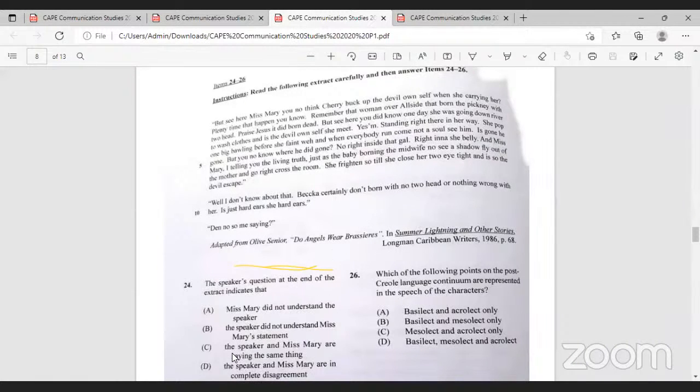No, it's not the one that I would say. So she is talking to Miss Mary. Miss Mary says this. It means that Miss Mary didn't understand the speaker, right? So 24 is A. Yeah, 24 is A. Miss Mary did not understand the speaker because the speaker is saying, then somebody saying, so. Are most persons agreed on A? Yeah.